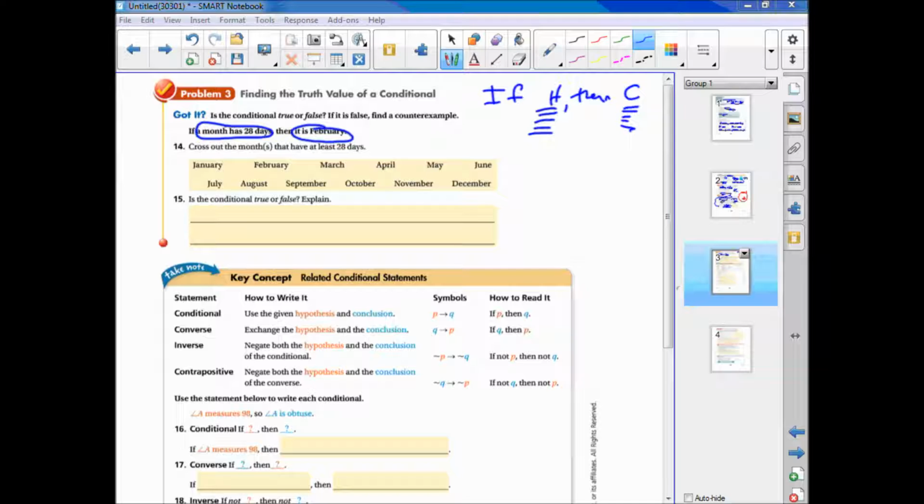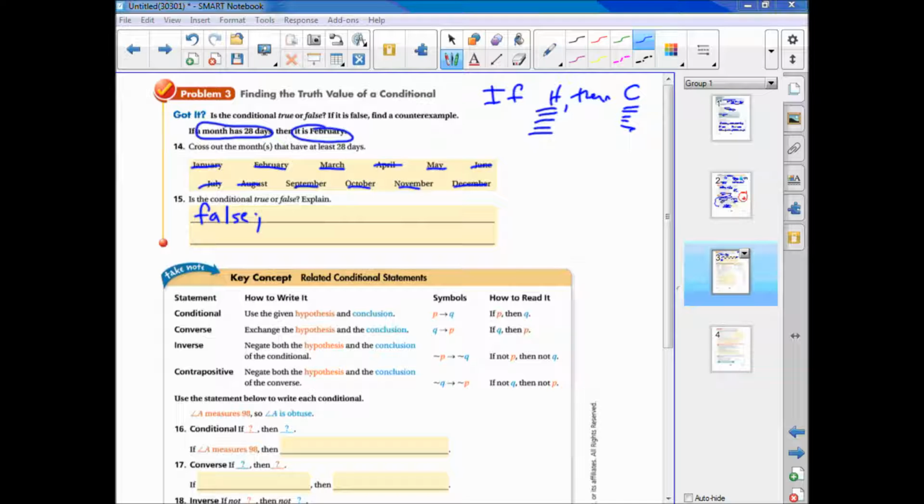Cross out the months that have at least 28 days. Well, January has 31, so it has at least 28. February has 28, sometimes it even has 29. March has at least 28 because it has 31. April has 30, so that's at least 28. So all of these months have at least 28. Is this conditional statement going to be true or false? It's going to be a false statement.